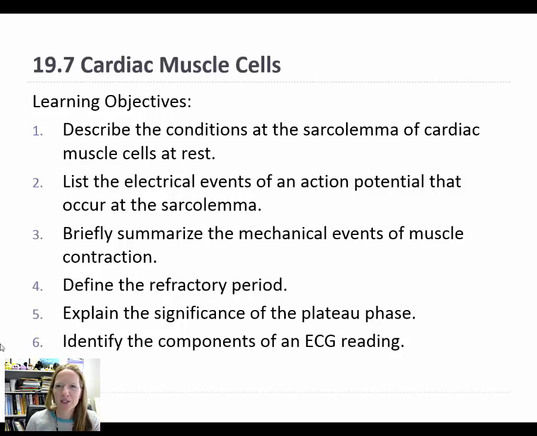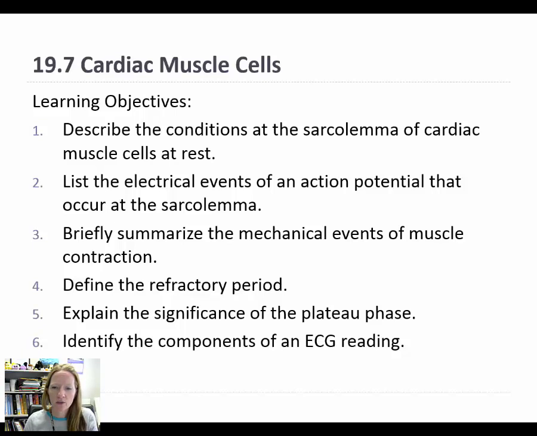Hi everyone. Let's go ahead and take a look at section 7 of chapter 19 here. Now we're going to be taking a look at these cardiac muscle cells. So remember, last section we looked at the two major types of cells in the heart. We looked at the nodal cells of the conduction system and how their electrical activity works. Now we're going to be taking a look at the cardiac muscle cells.